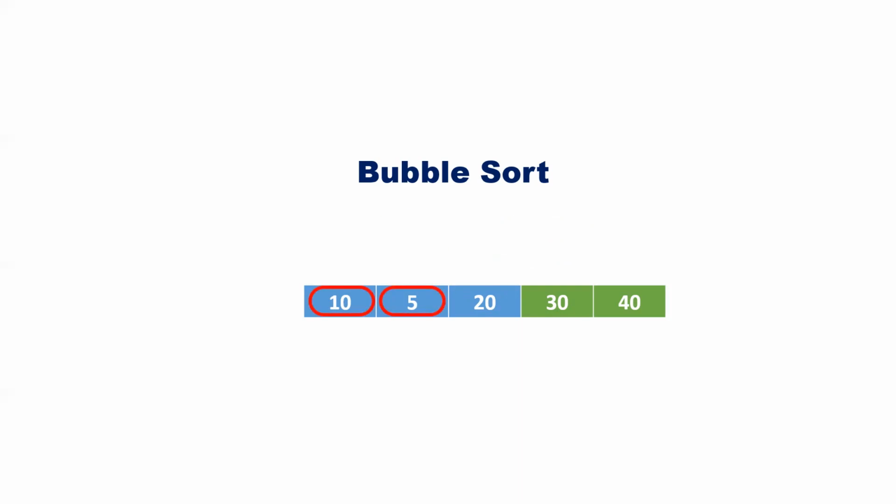10 and 5, interchange. 10 and 20, no need to interchange. Now, 20 is in the correct place. Again, start from the beginning. 5 and 10. 5 is less than 10, so no need to swap. 10 is in the correct position. Now, only one element is left, so 5 is also in the correct position. After all these operations, we got an array in sorted order.